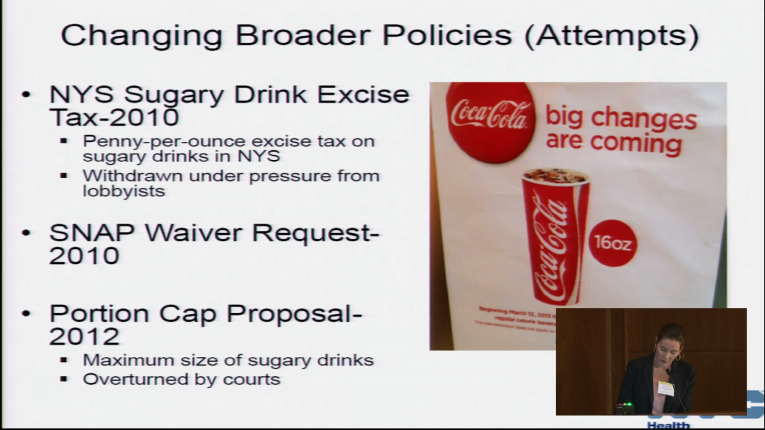And then in 2012, we attempted to introduce a portion cap. And the aim of this proposal was really to reset the defaults around portion size. It was based on health evidence that portion sizes influence consumption. This generated a good deal of controversy, but it meant that we also got tremendous media attention and continued the conversation about sugary drinks.